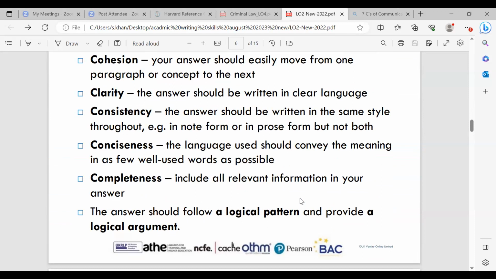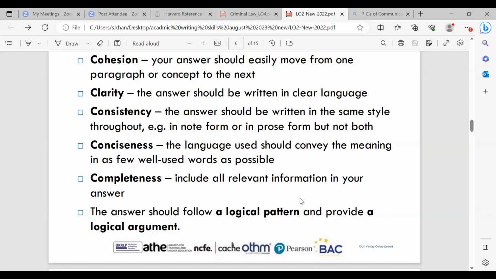There must be consistency, so the answer should be written in the same style throughout. So in note form or in a prose form, but not both. Sometimes your style of writing is an essay style, okay? And then all of a sudden you go to note form. That doesn't make sense. It needs to be in one style all the way through. So, for example, avoid using bullet points. Let the assignment flow, okay? Avoid using numbers in it, and make the assignment flow as an academic one.